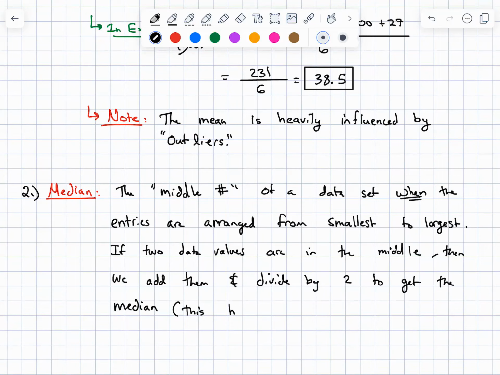This happens when there is an even amount of data entries. So whenever you have an even number of data entries, that's when you'll have to take care of the 2 middle numbers. Now, the median is not affected by outliers. The median is actually a very, very good way of avoiding getting affected by outliers.